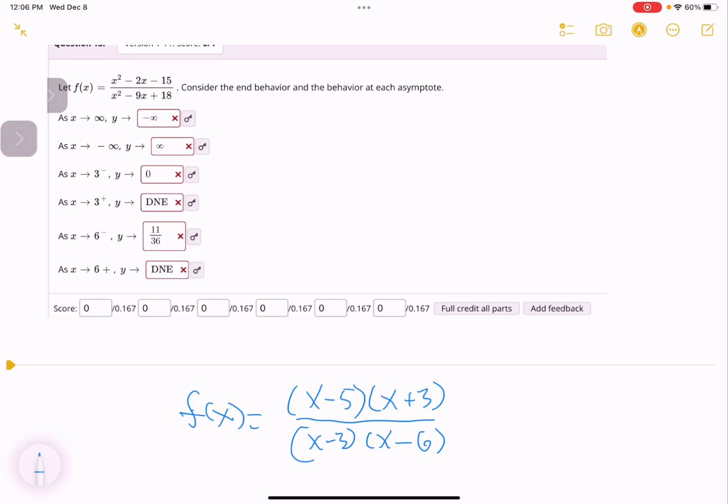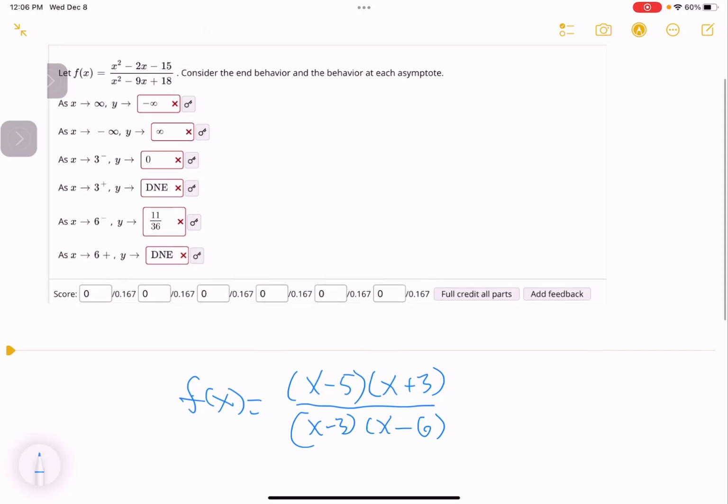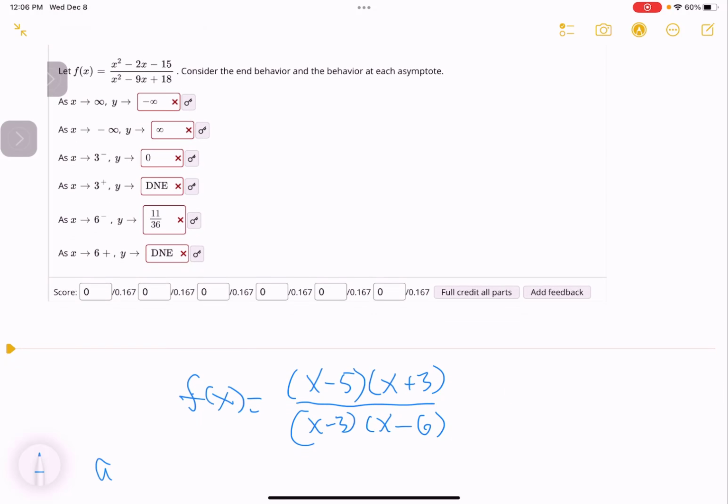So that helps us know that nothing's going to divide out. It's an x plus 3 over an x minus 3. That's not going to be something that divides out. So let's start using the clues we have for evaluating what's going on. They ask us to find, as x goes to infinity, what happens to y?